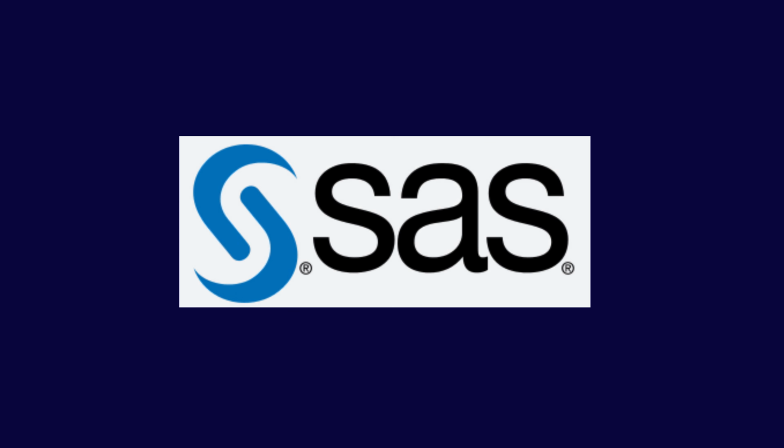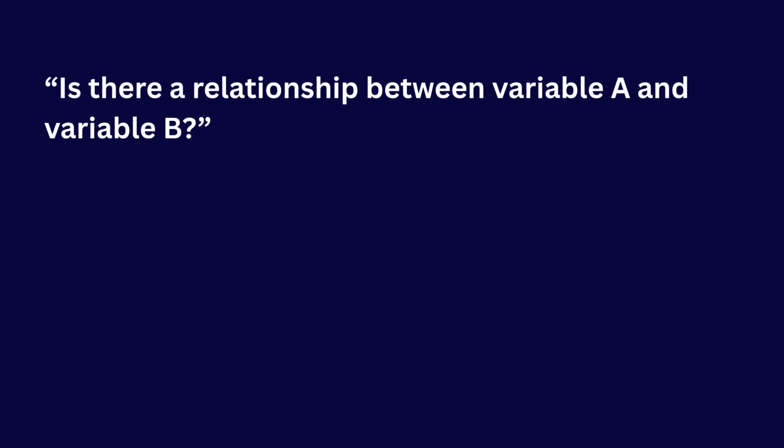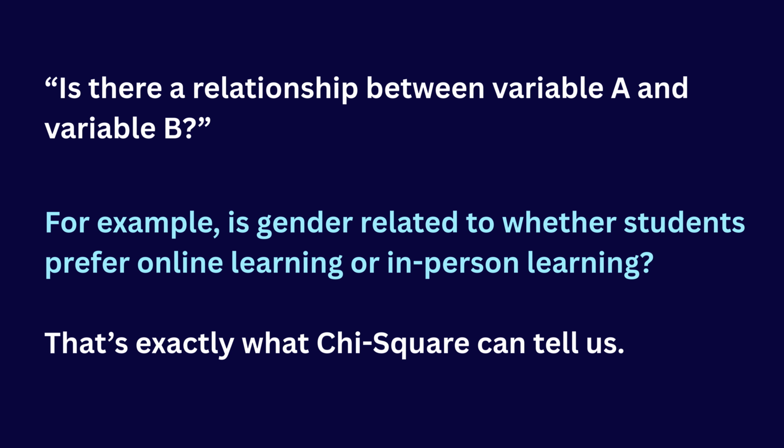The chi-square test, also known as the chi-square test of independence, is a nonparametric test used to examine whether there is a significant association between two categorical variables. In simple words, it helps us answer, is there a relationship between variable A and variable B? For example, is gender related to whether students prefer online learning or in-person learning? That's exactly what chi-square can tell us.